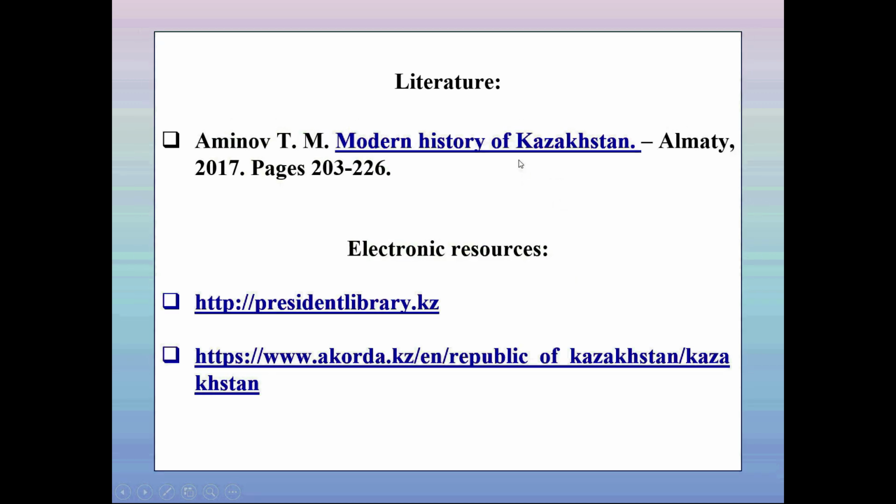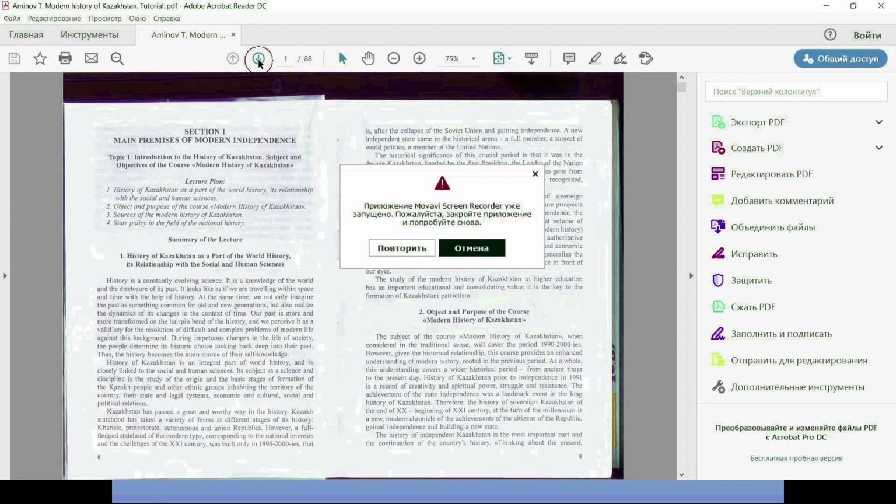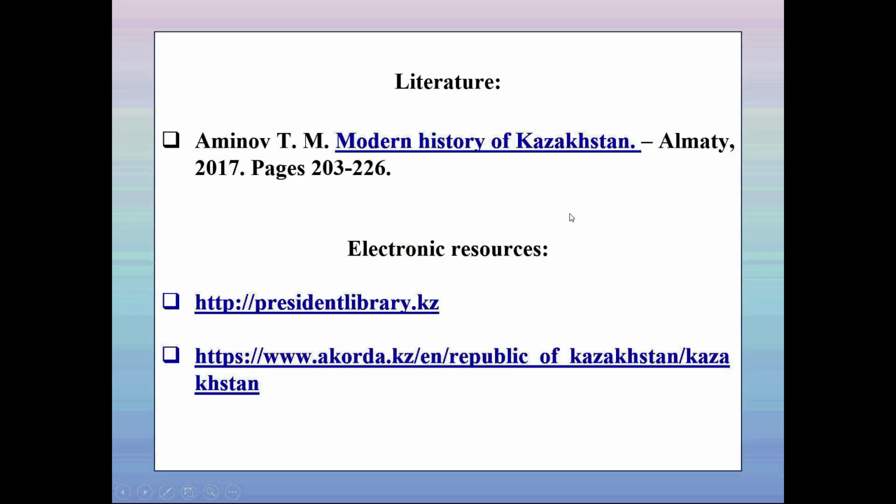I recommend you use the tutorial Modern History of Kazakhstan written by Aminov. On pages 203 and 226 of this tutorial, you can learn more information about this topic. I also recommend using the following electronic resources. The first one is the website of the library of the first president of Kazakhstan, Nursultan Nazarbayev. You can also find general information about independent Kazakhstan on the website www.agorda.kz. In both electronic resources, you can use Kazakh, Russian, and English languages.